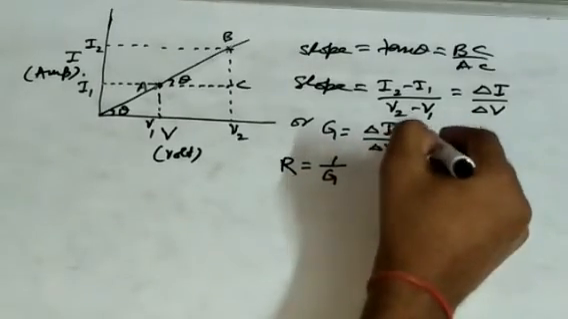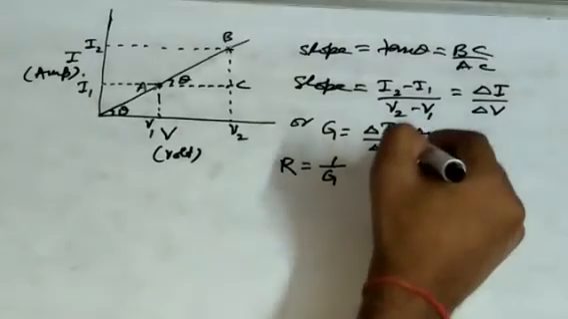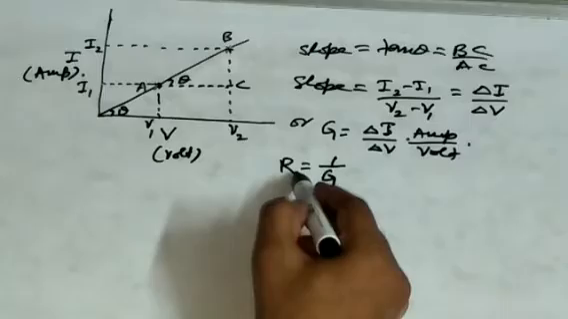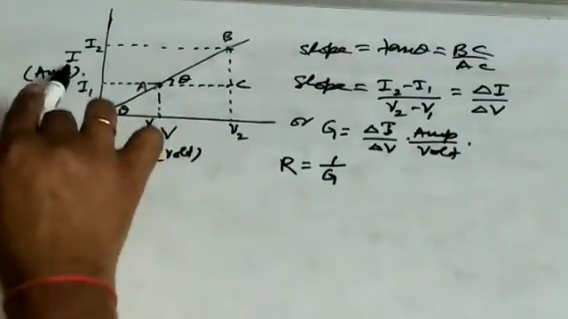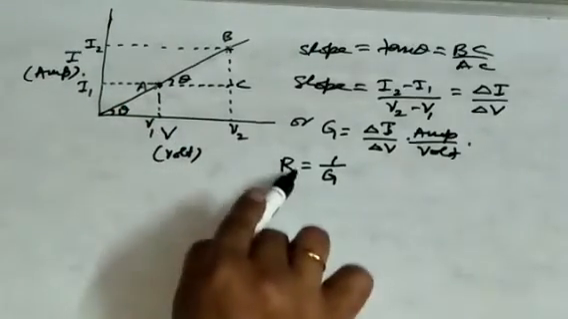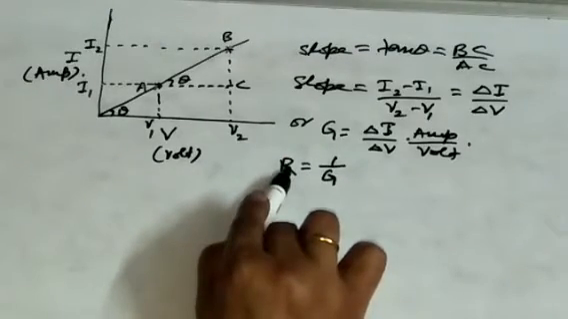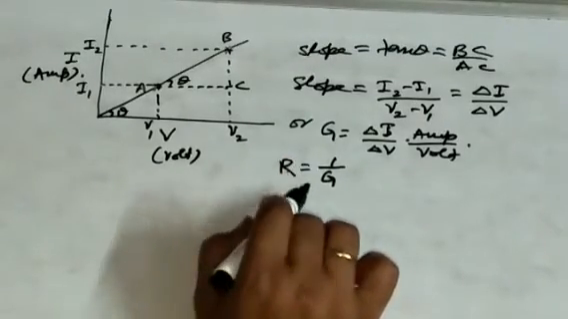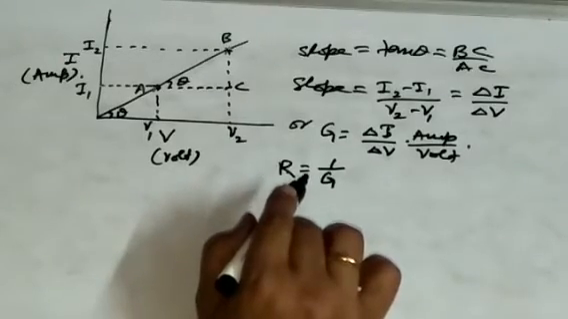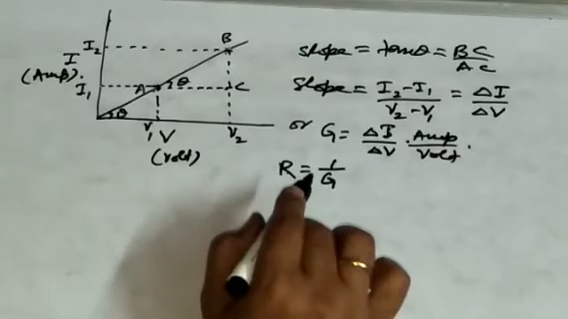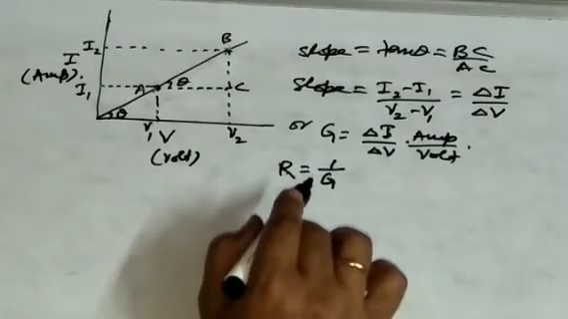And this one is what here? Unit ampere upon volt. And when you calculate resistance with the help of this I versus V graph, then simply you will take the reciprocal of this conductance, which is called resistance. So in this way, if any graph is given, either V versus I graph or I versus V graph, then with the help of that graph you can find out the resistance of that conductor.